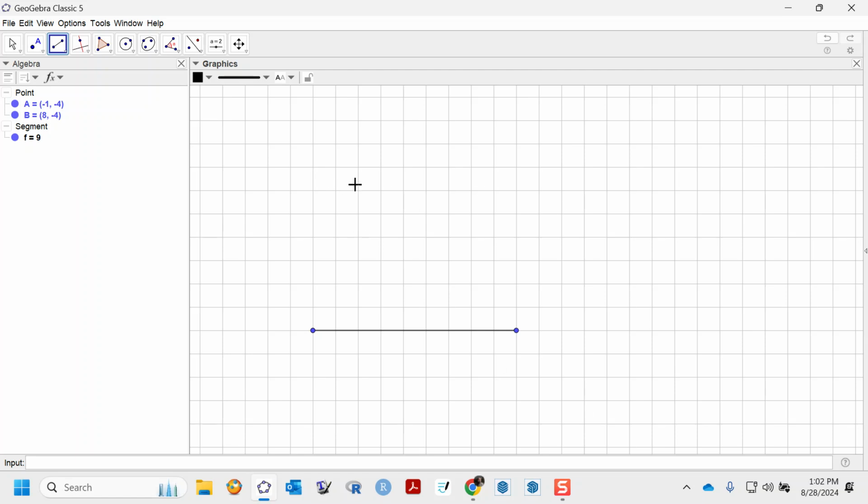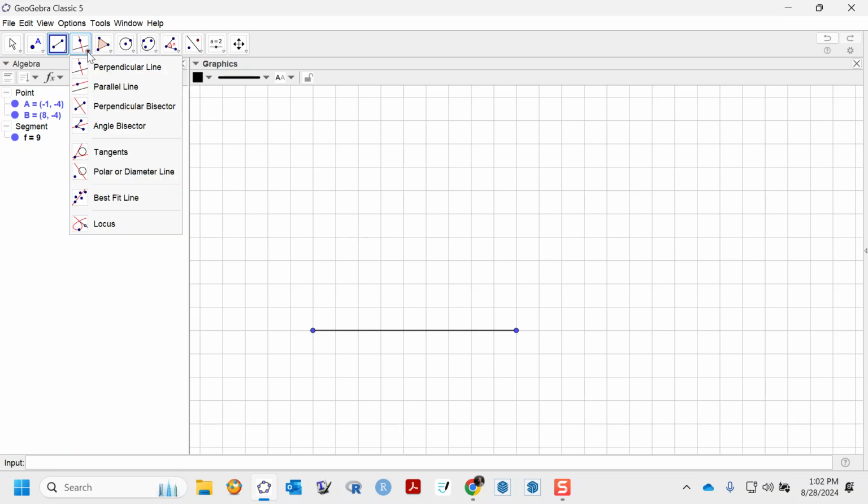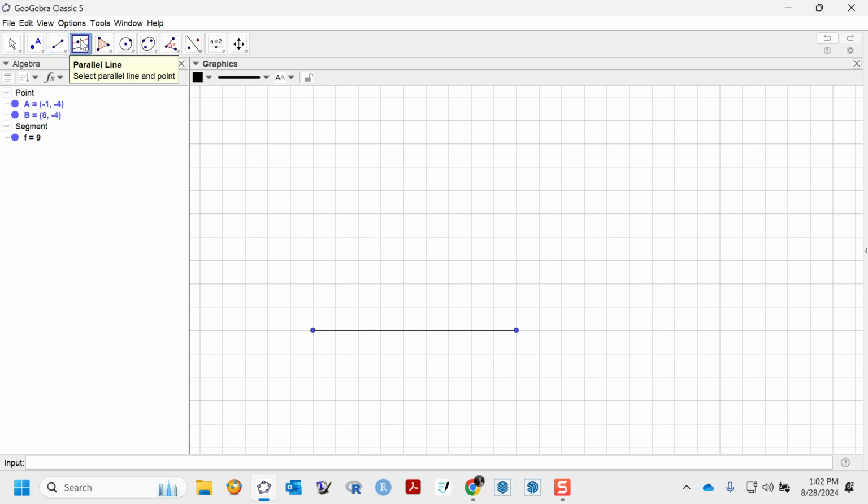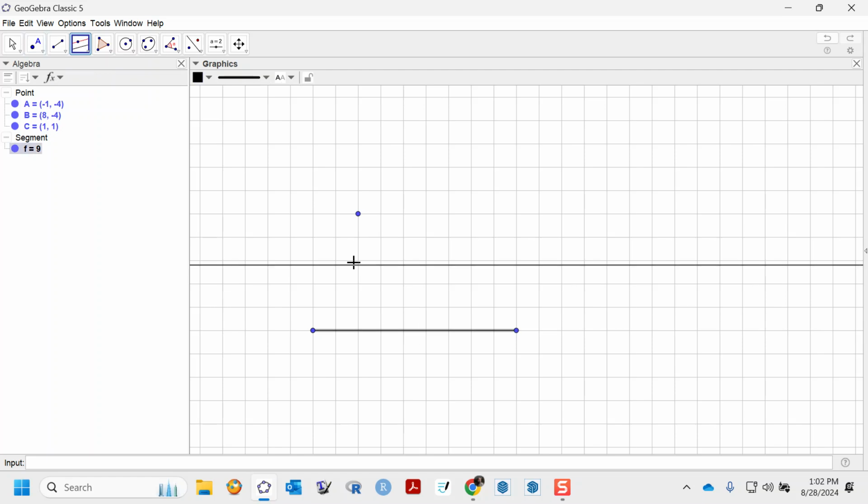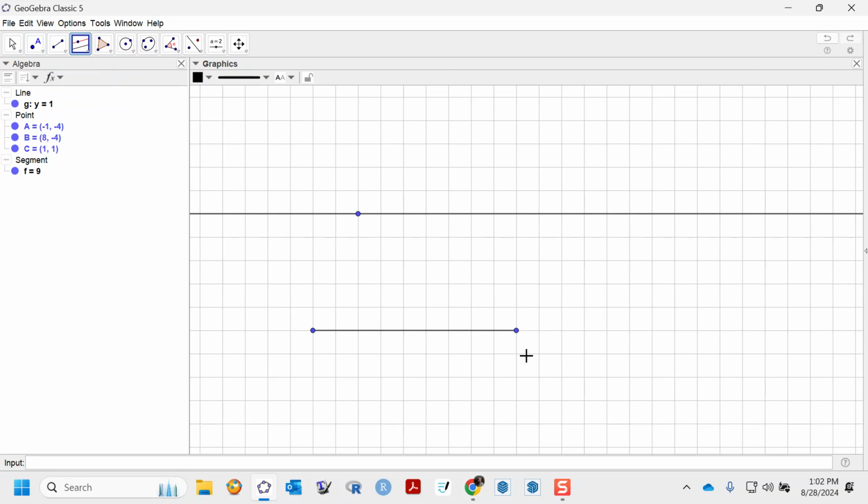And then what I want to do is construct a parallel line. So I'll go to the parallel line tool, and what it'll say is that you have to select a parallel line and a point. So I can select a parallel line here and a point, but the point's going to have to be up here to make it look like a parallelogram. So I guess I need a point before I can use the parallel line tool. I'll put the point right there. Then I'll go to the parallel line tool and I'll select this line and that point, and I get a parallel line.